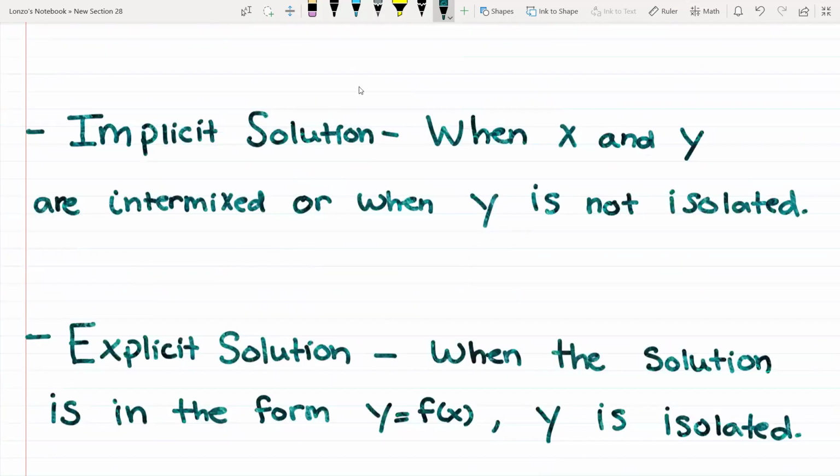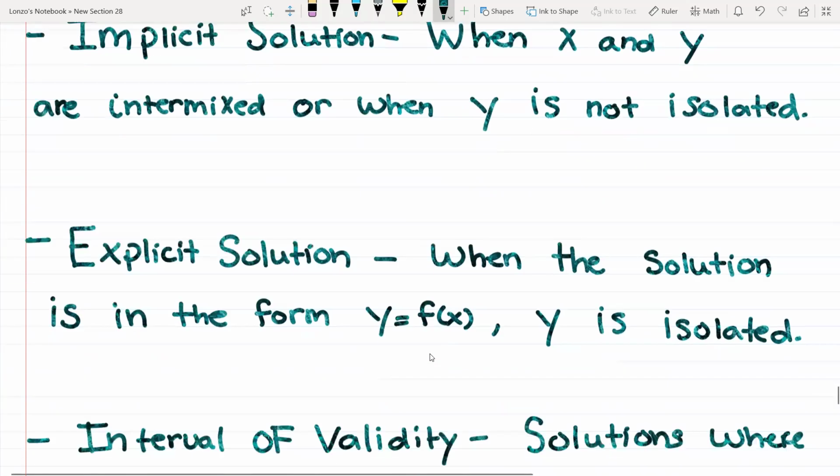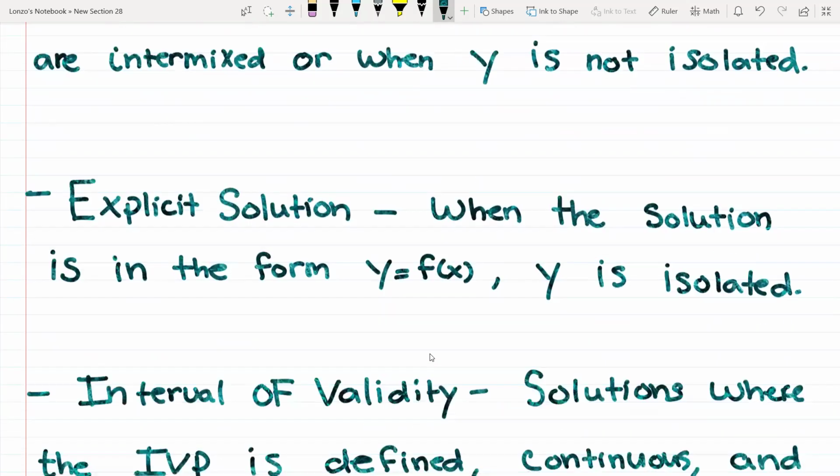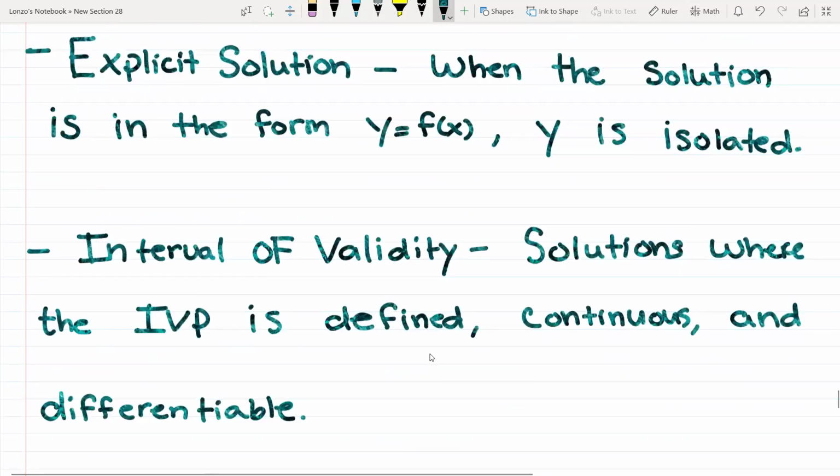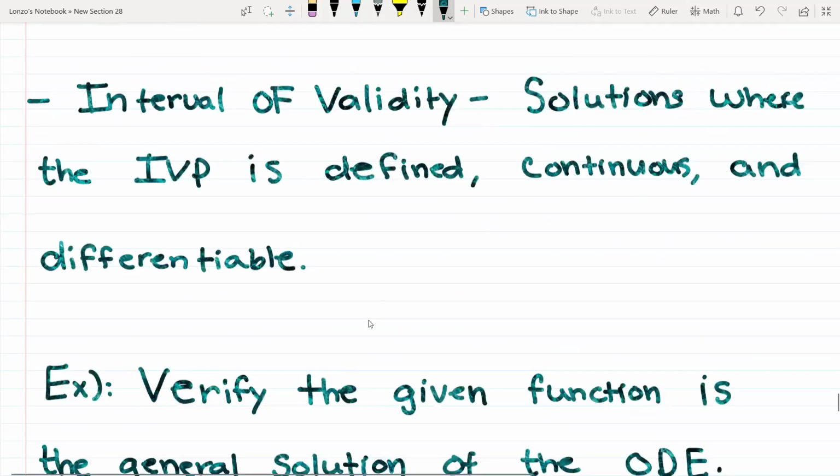That's the same thing as implicit differentiation, where we have different letters on both sides. An explicit solution is when the solution is in the form y equals f of x. Or sorry, when you get y by itself. The interval of validity of solutions is where the IVP is defined, continuous, and differentiable. So that's basically where the interval is.